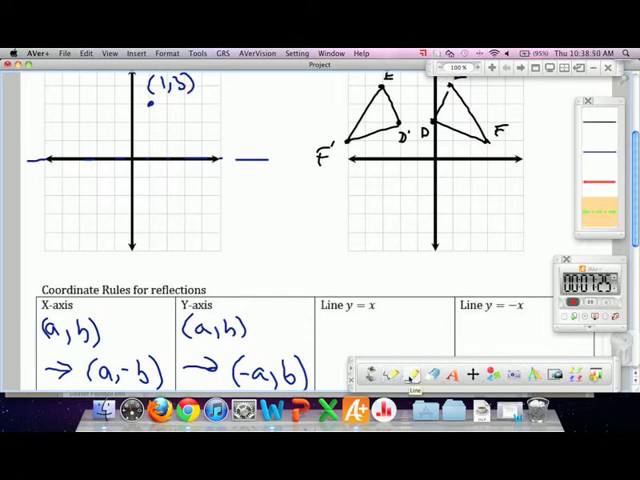This time, we can also reflect over this line y equals x. Does anyone know what the line y equals x looks like off the top of your head? This is an important one. You definitely should know what this looks like. It's got a y-intercept of 0, so it goes through the origin, and has a slope of 1. So it's a 45-degree angle through the origin. It's the line y equals x.